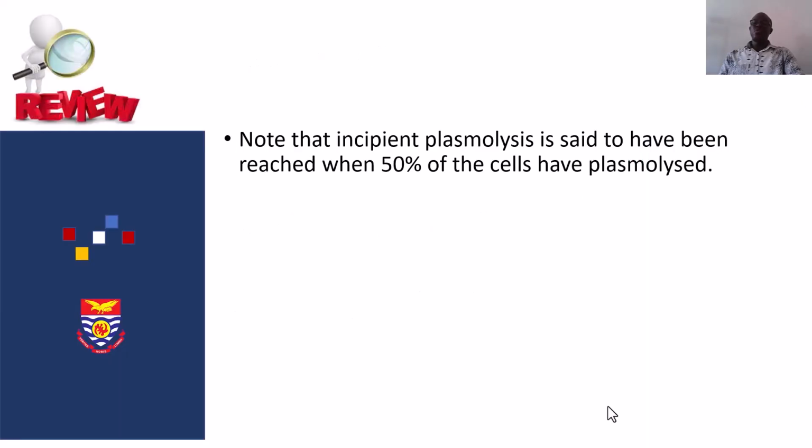In review, you note that incipient plasmolysis is said to have been reached when 50% of the cells have plasmolyzed.